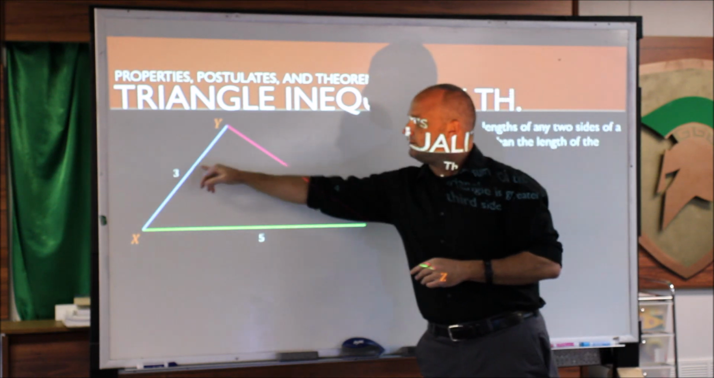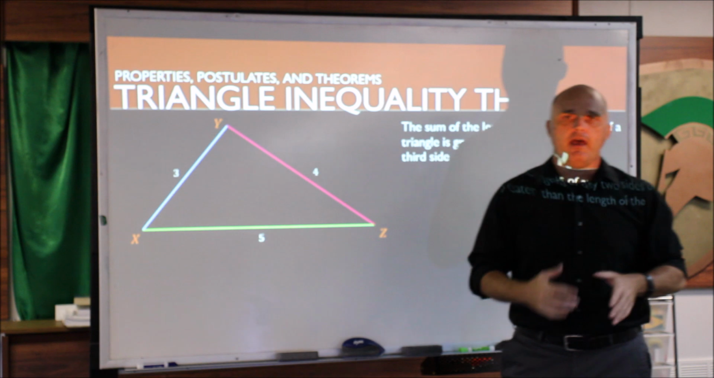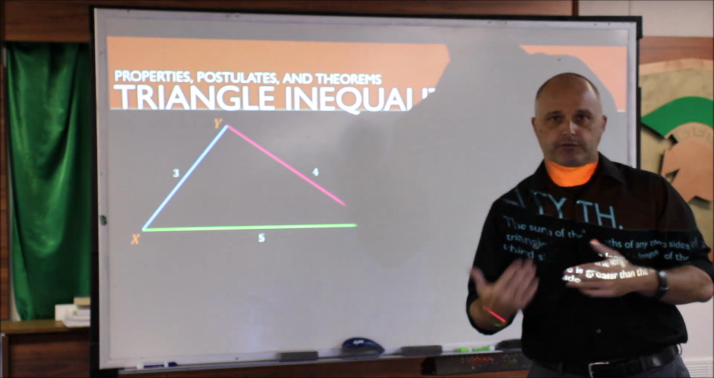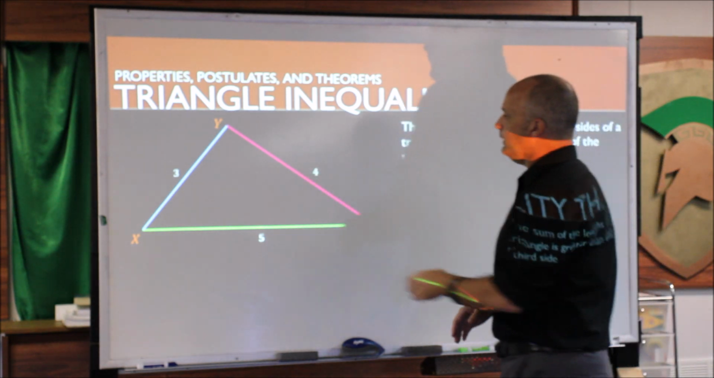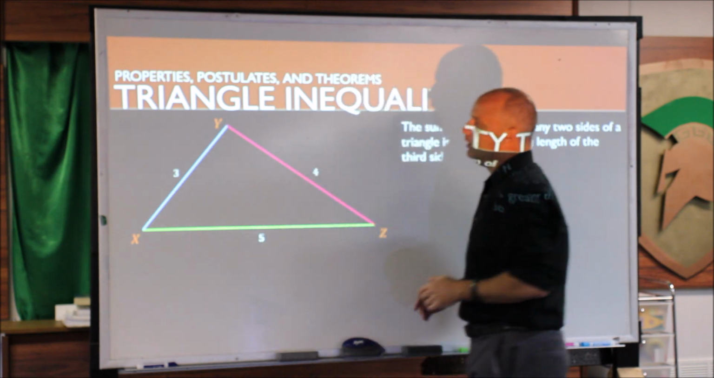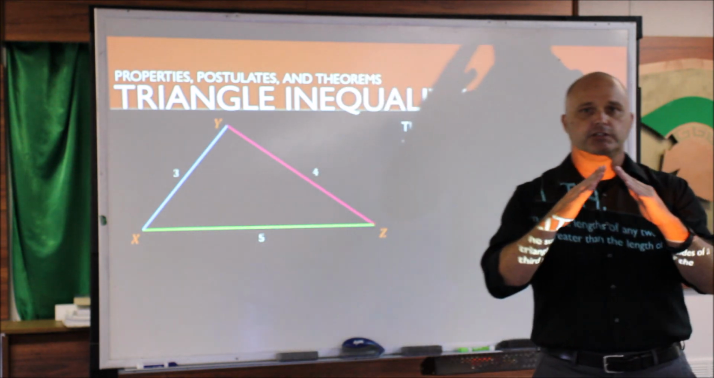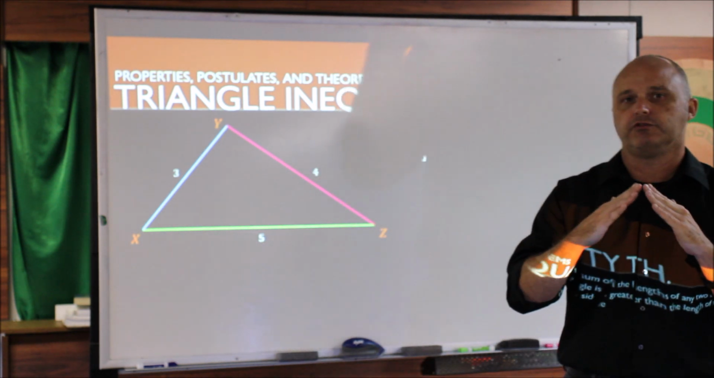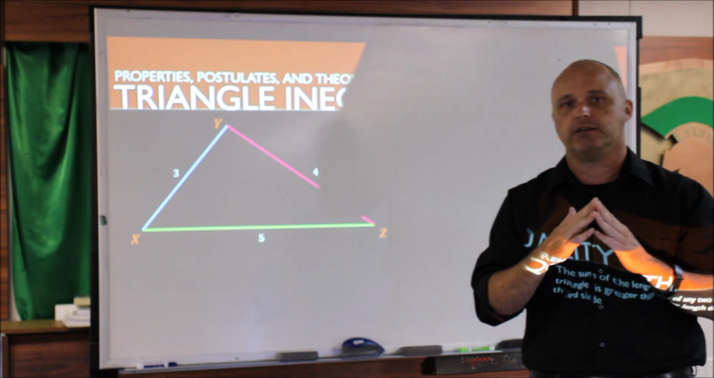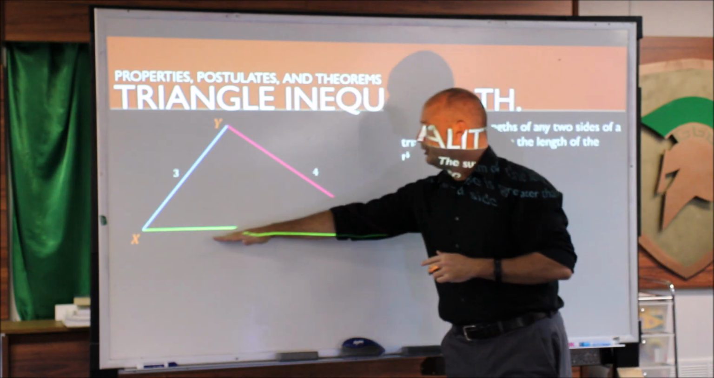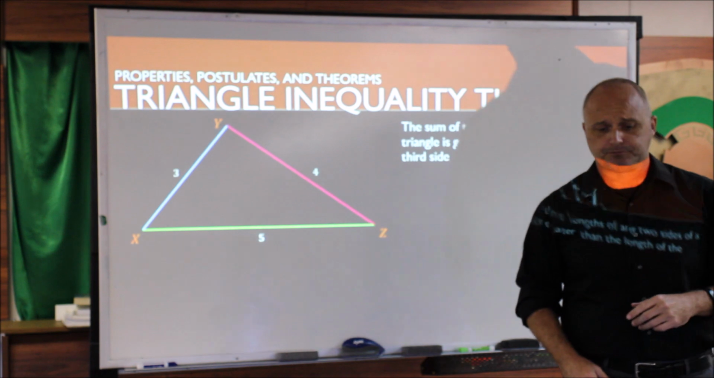That's what we're doing here, is that if the long side here is 5, then the two other sides put together have to have a length that's greater than 5. You can see here that we've got a 3 and a 4, so we've got 7 units total between those two sides, which is going to be greater than this 5 units.